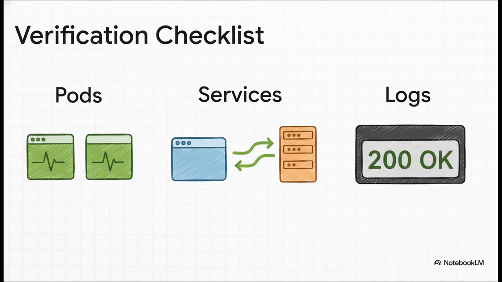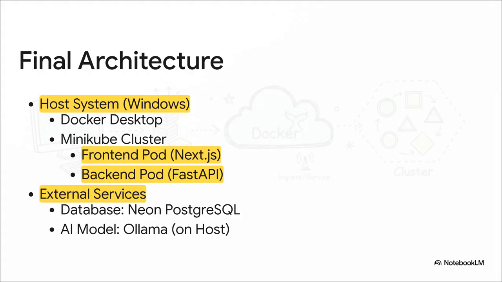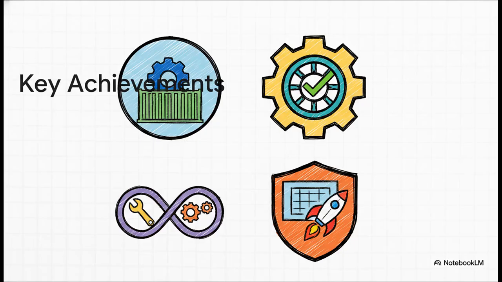That's a successful deployment. Okay, let's zoom out and look at the big picture here. At the bottom, we have our Windows machine. Docker Desktop is running on top of that, and Minikube uses Docker to create our local Kubernetes cluster. It's inside this cluster that our application now lives, as two separate pods. And from there, they can reach out to our database in the cloud and the AI model that's still running on our host machine.